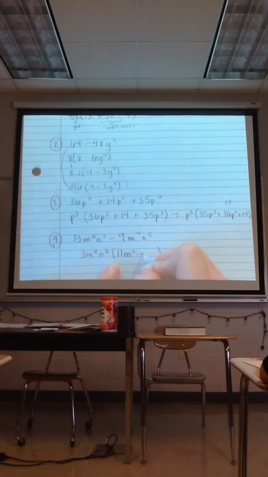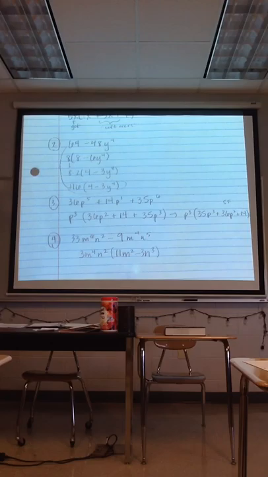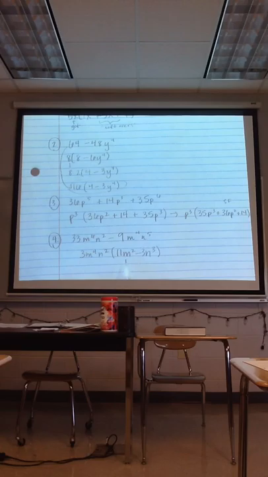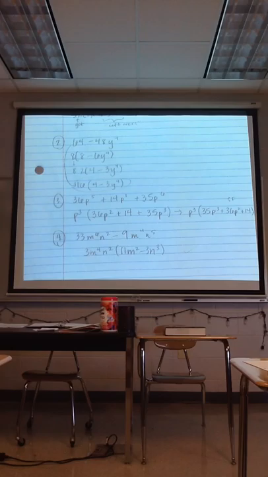Then you ask yourself, what will be left over? So 33 divided by 3 would be 11. You had m to the 6 and took out 4, so m to the 2nd. And then n: no n in the first term. And then n to the third.